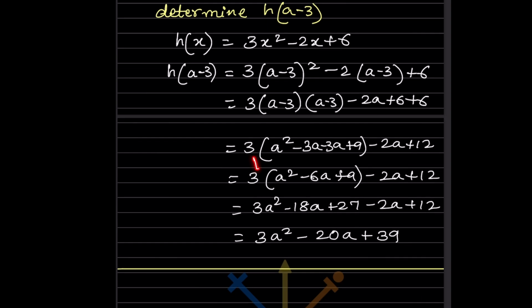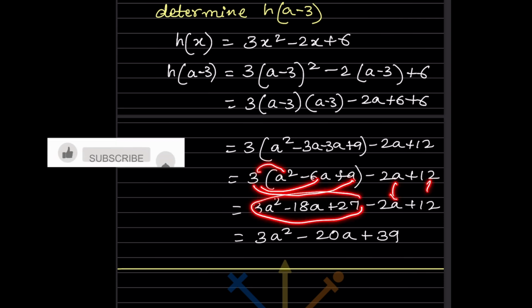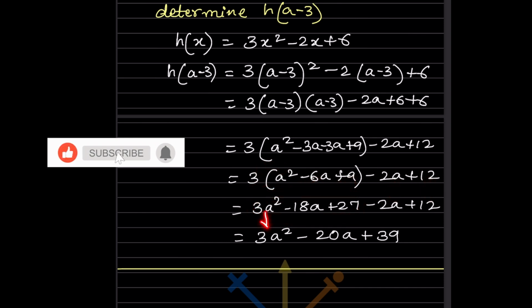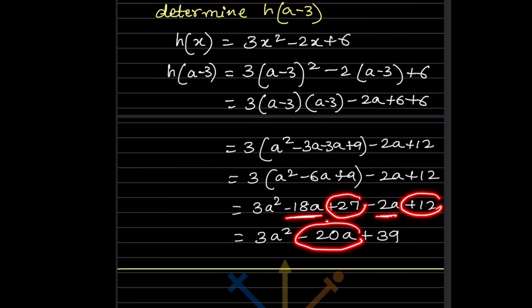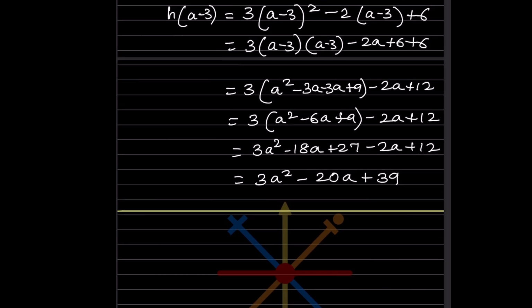So now what you can do here, we can write here a square, this both the other like terms, that will be minus 6a plus 9, and this is the same. So now let us expand this: 3a square minus 18a plus 27. Rest the same. So now this will be 3a square minus 18a minus 2a, that is going to be minus 20a plus 27 plus 12. That is going to be plus 39. So this is the answer.